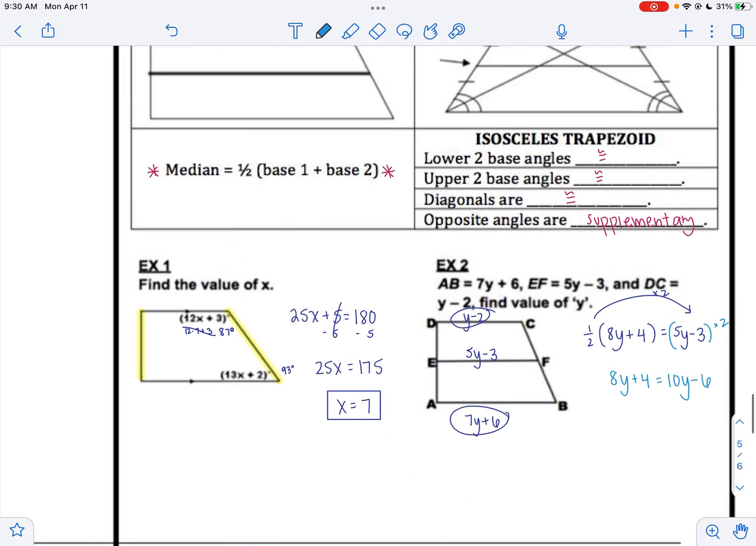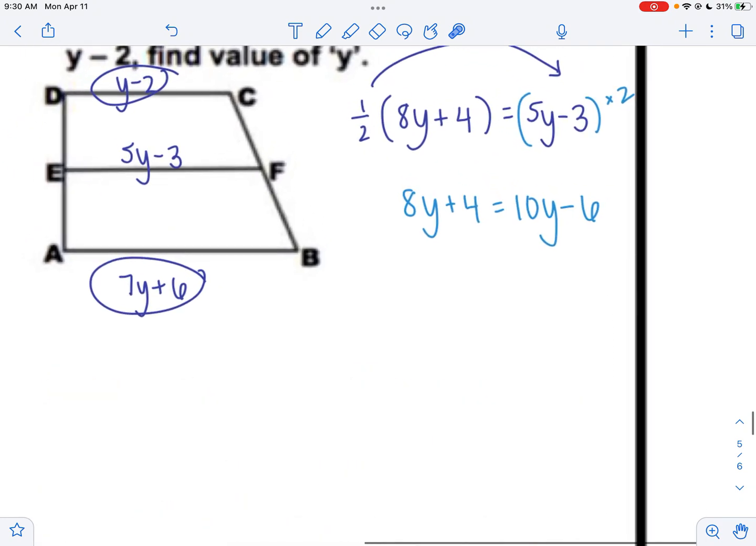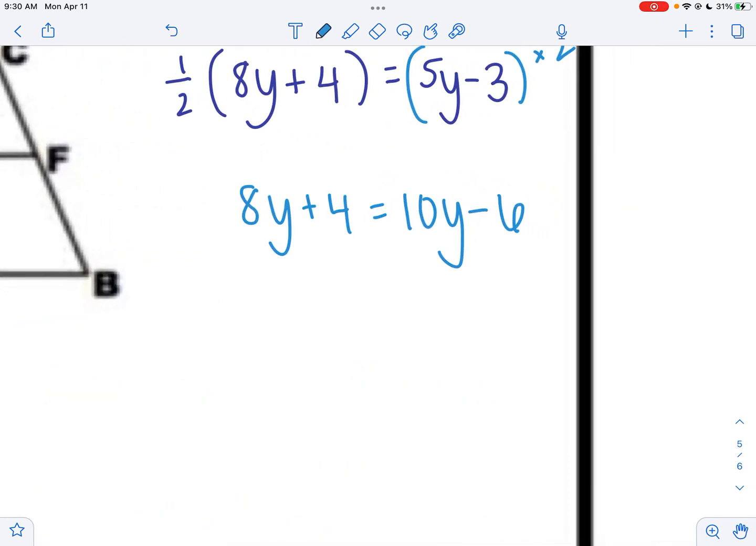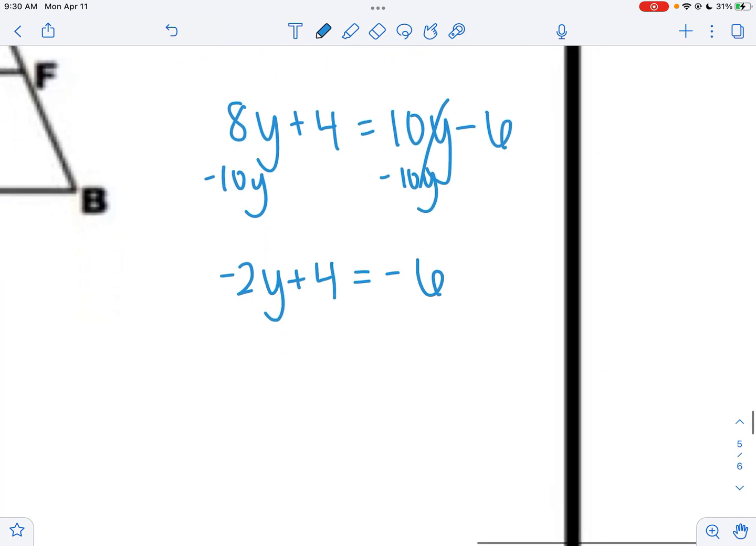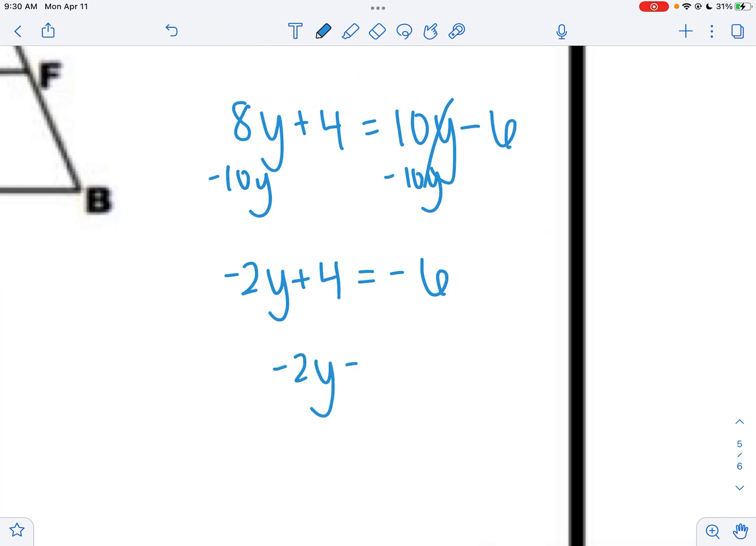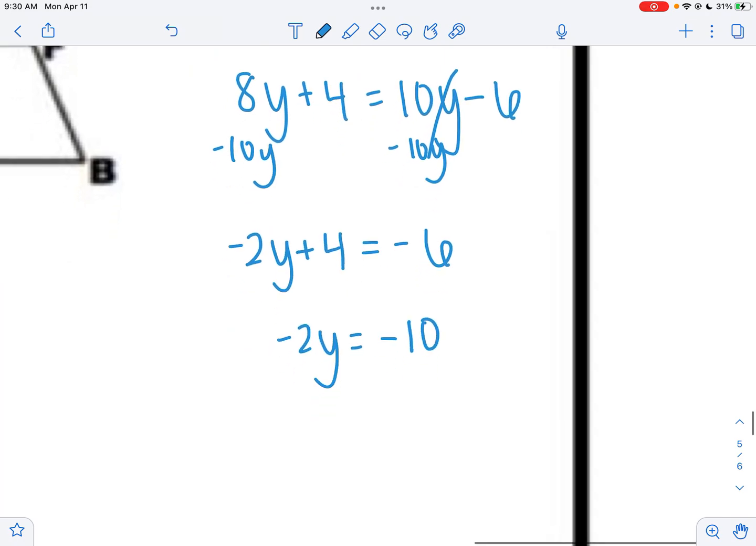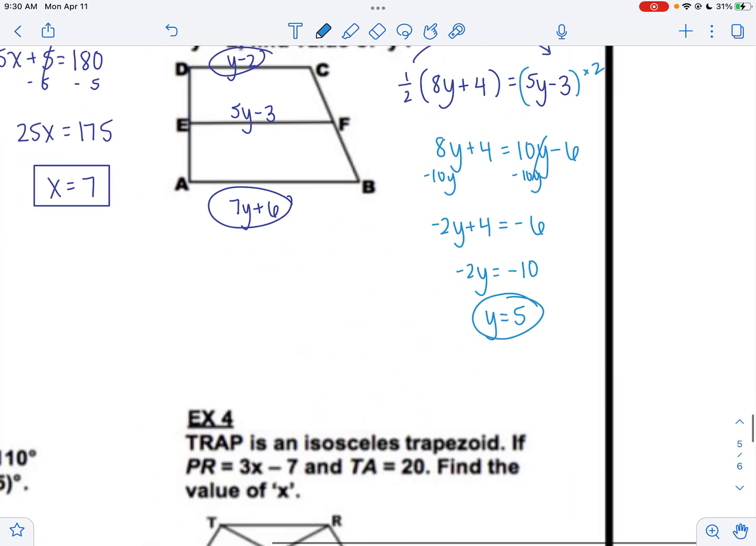So you can also think of the median as double, so if I add the bases, the median's double. Kind of think of it the opposite direction. Now that I'm here, if I start to solve, if I subtract 10y to put the letter on the left, 8y minus 10y would be negative 2y plus 4 equals negative 6. Then I subtract 4, so I have negative 2y equals negative 10. Well, that's okay, because I just need to remember that 2 negatives make a positive, so y would equal 5, and that's it.